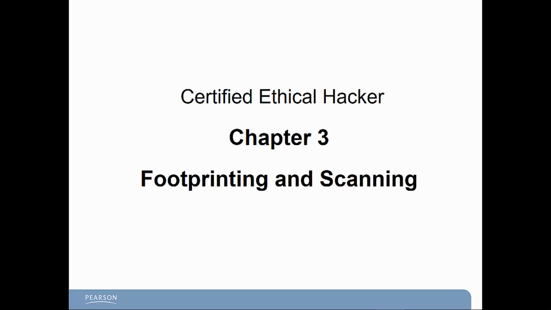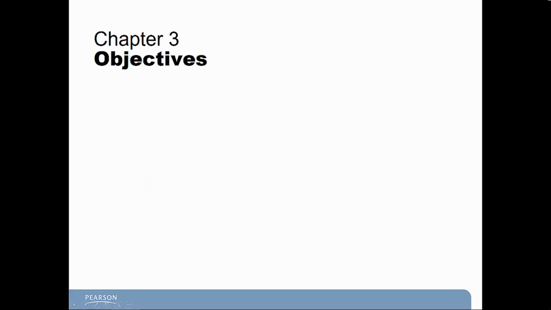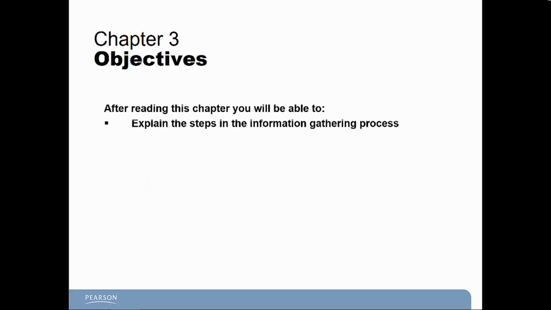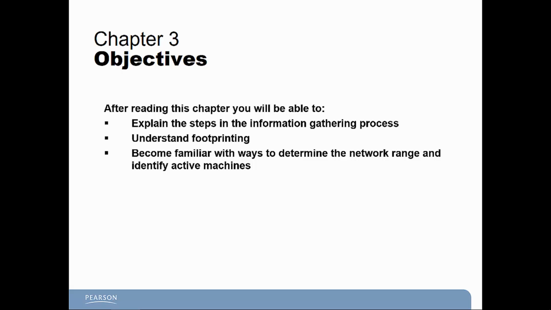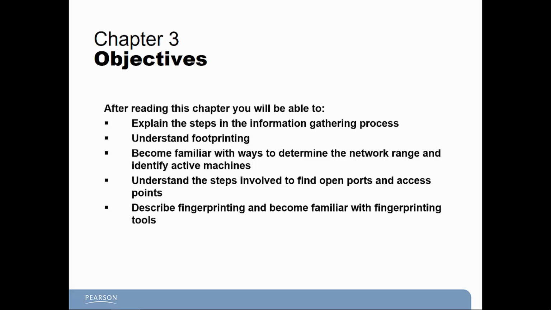Chapter 3, Footprinting and Scanning. In this chapter, we are looking at things such as the steps for information gathering, understanding what footprinting is. We're going to be looking at familiar ways of determining network ranges and maybe active machines. We're going to be looking at open ports and access points, what fingerprinting is, and we're going to discuss a few of the tools used for fingerprinting. We're going to look at understanding how to map a network, and that's where we're going to go.